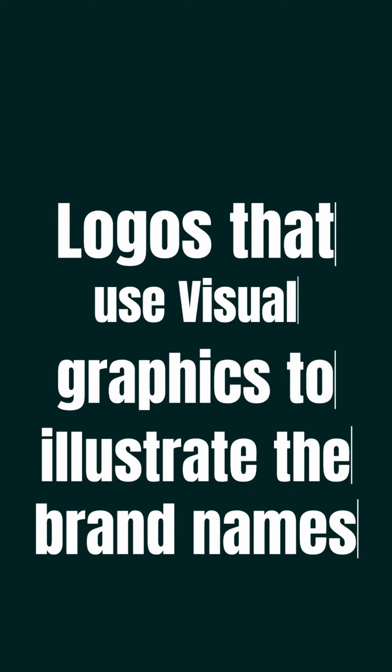There are different types of logos that offer different advantages. Today we are going to talk about 9 types of logos. Number 1. Pictorial mark. Logos that use visual graphics to illustrate the brand names like Apple and YouTube.